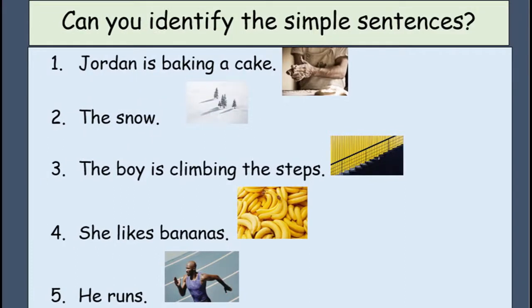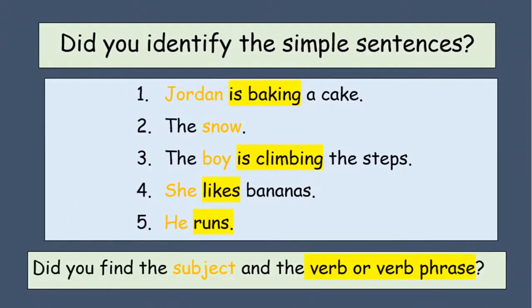Can you identify the simple sentences? Remember, a simple sentence must have a complete thought, a subject, and a verb or verb phrase. Have a go. Did you get on? Did you identify the simple sentences? Shall we have a look at them together?